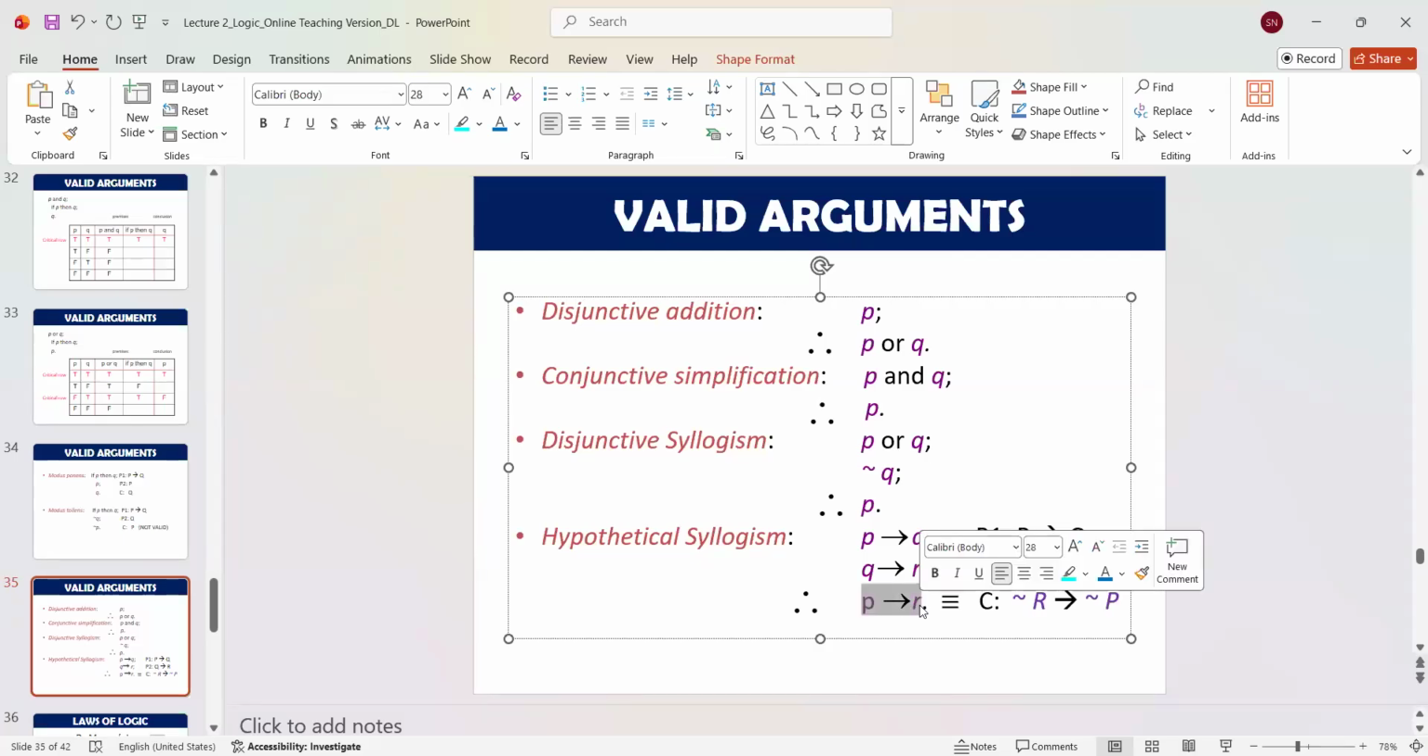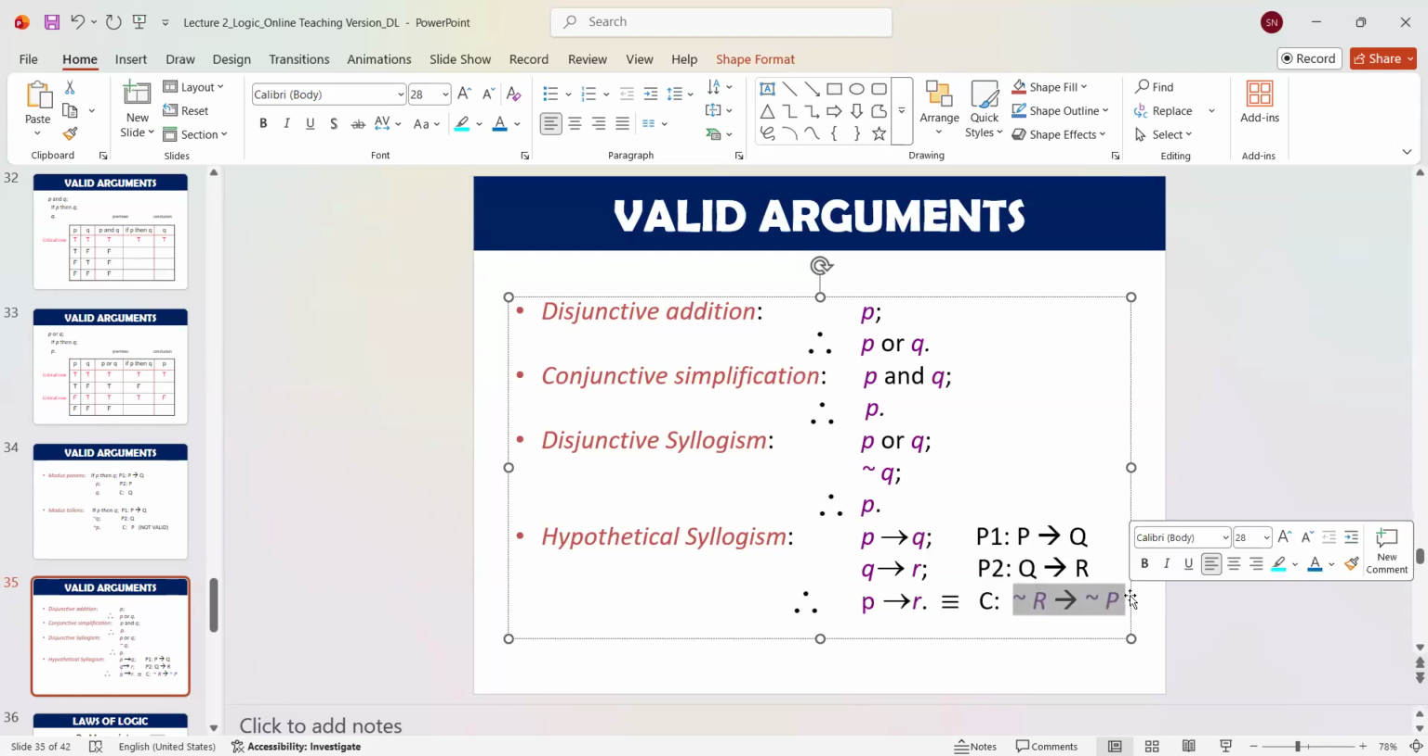But I am telling you that P implying R has a contrapositive. When you find the contrapositive of P implying R, look at it carefully. Will it not be not R implying not P? Are you seeing what I'm showing you? Yes. The P implying R on the left is logically equivalent to not R implying not P.